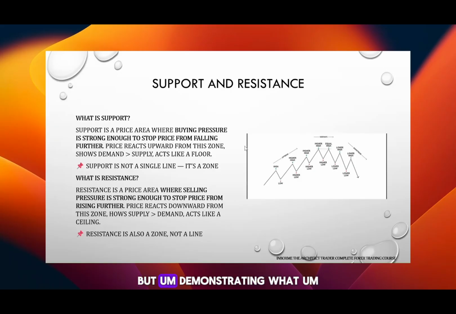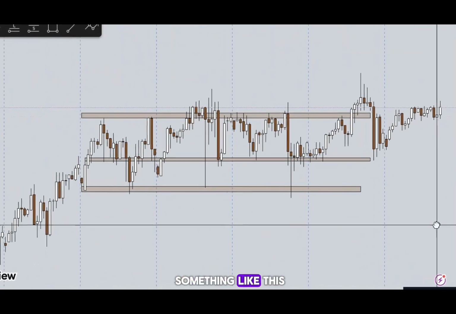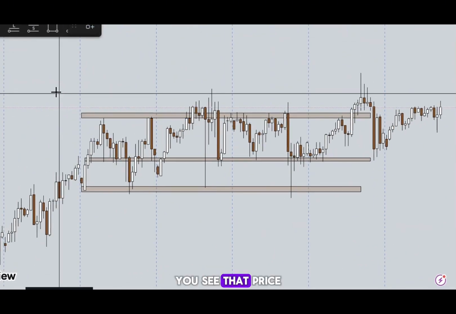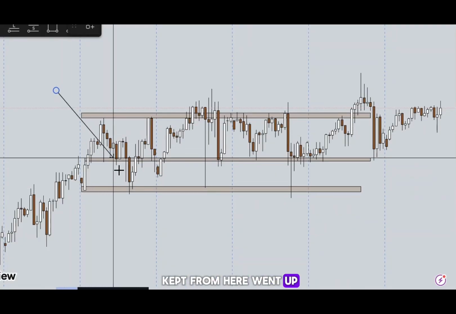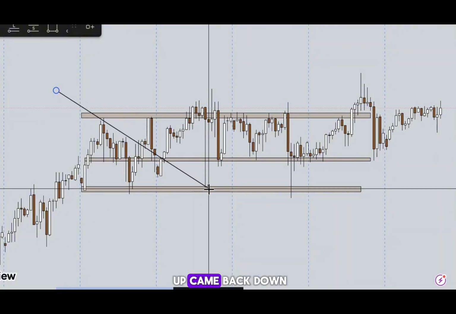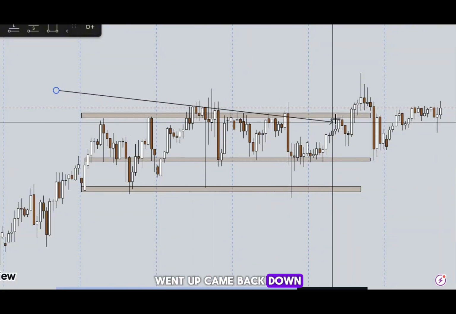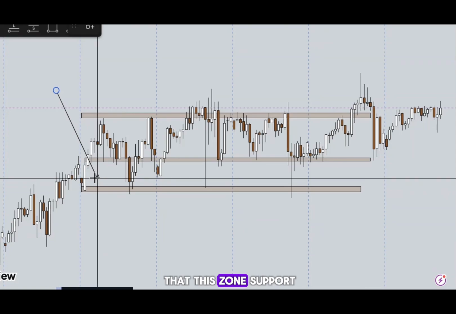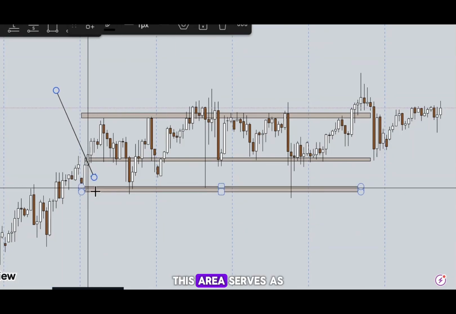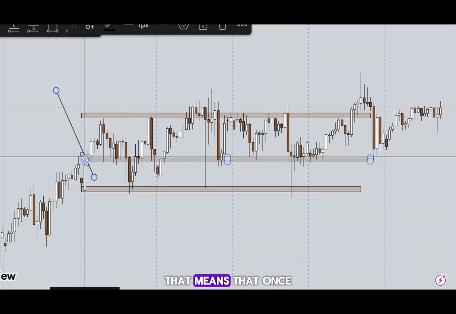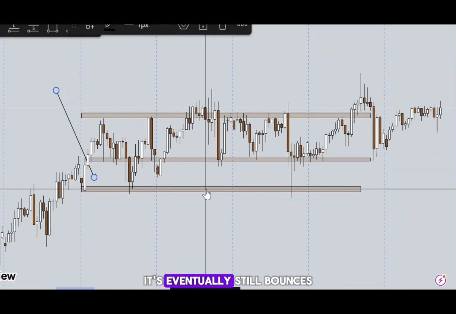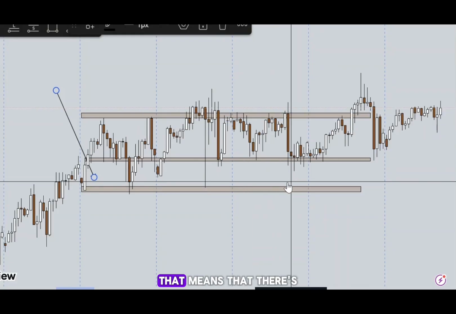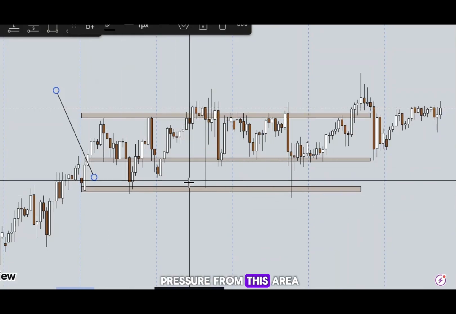But demonstrating what support actually means on the chart is something like this. If you're looking at this, you see that price went up, came back down, went up, came back down, went up, came back down. So you can see that support is actually a zone, not a line. This area serves as a floor. Once the price comes back to this area, it eventually still bounces back up. That means there's a lot of buying pressure from this area.